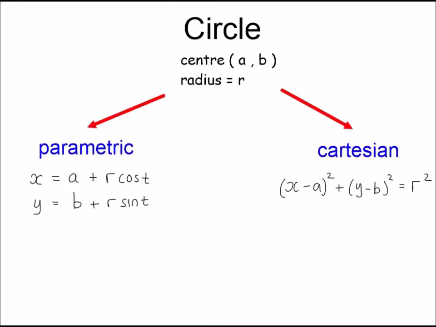So we have the equation of a circle given in parametric form or Cartesian form, where a and b are the coordinates for the center and r is the radius. So a, b and r are constants.